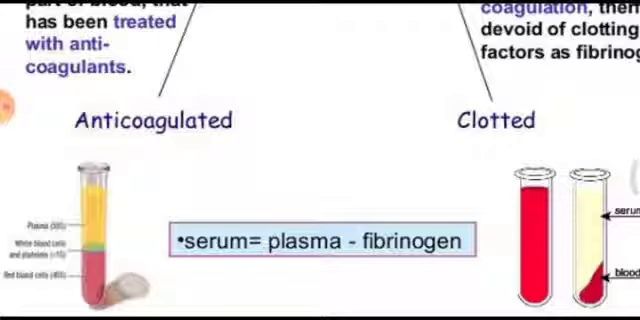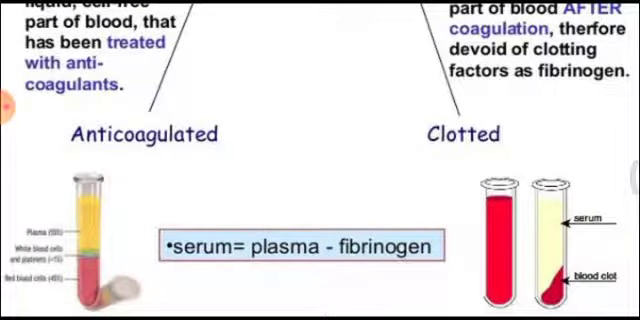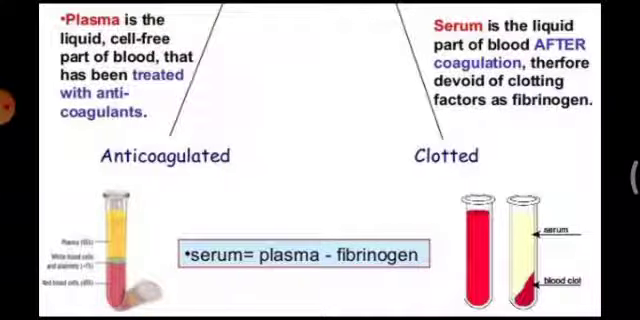The cellular part, and then you will have platelets, and then at the top you will have plasma, which contains proteins and other molecules along with clotting factors. Plasma is the liquid cell-free part of blood that has been treated with anticoagulants.